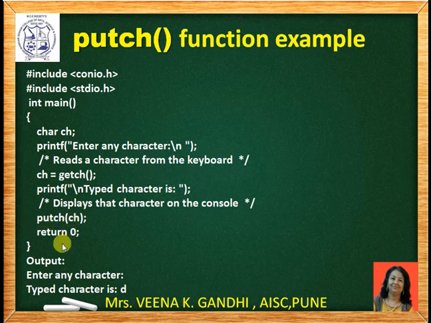Now if you run this program on the TurboC compiler, it will show output like this. Enter any character. If I type D, it will not echo that character because I have used the getch function. Now the typed character will be D.